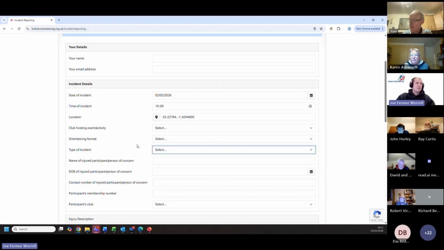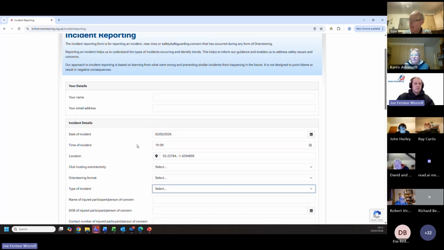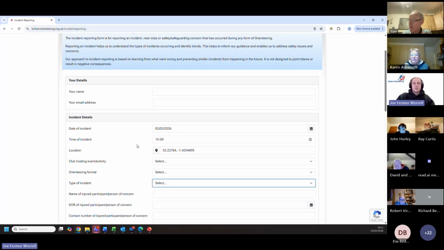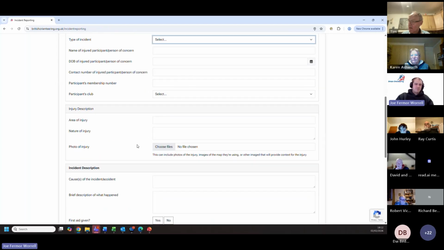Now, the incident form that we have here on the demo is all digitized. All of the data that is received can only be viewed by the select people at British Orienteering. When this data then is taken to the safety advisory group later on, that is all anonymised. None of the safety advisory group will be able to see personal data. They will see the key points of information, the cause of an injury, the area.